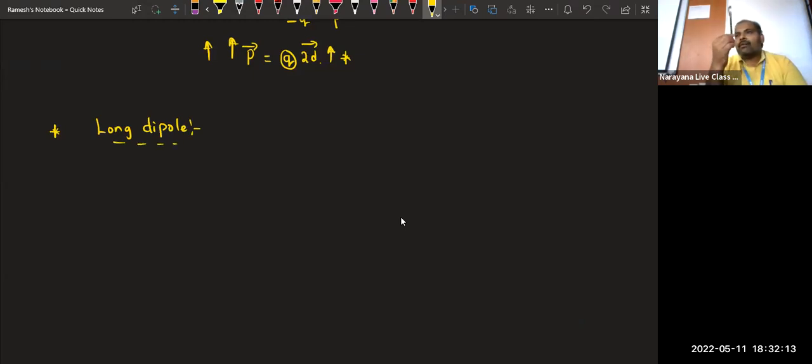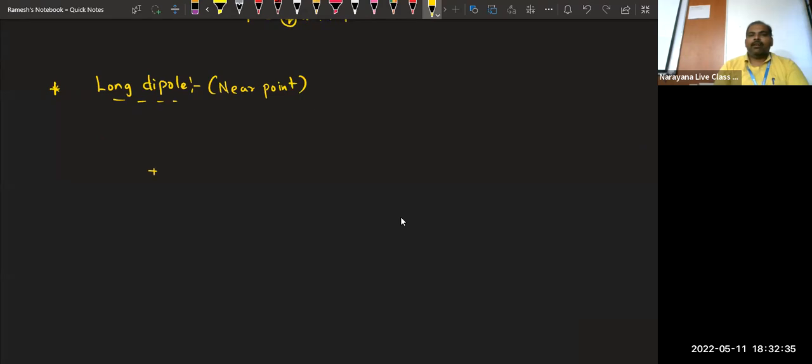When this marker pen appears very large or big, when the point is taken very near, that is the meaning of the long dipole. When the dipole becomes long, when you are investigating a very near point, that is the meaning of the long dipole. Understood? So I am taking one dipole.